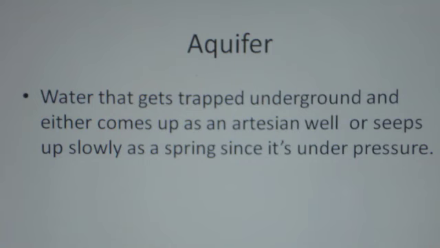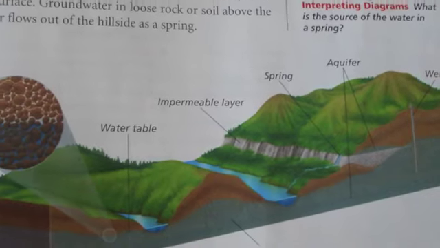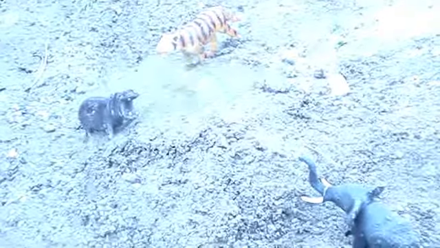An aquifer is pressurized water that is trapped underground in a saturated rock layer. Water escapes the rock layer by either seeping up to the surface slowly, or it comes up to the surface through a man-made well called an artesian well.